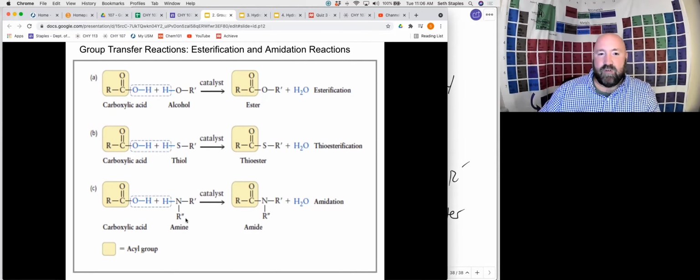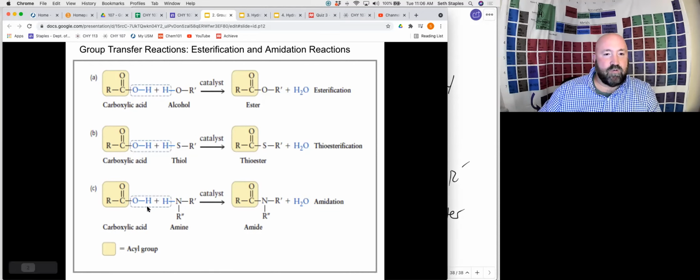An amine, however, would have to be either a primary or secondary. This would not happen with tertiary amines, and we'll see why that is later. But the bottom line is tertiary amines, remember, would not have this extra hydrogen. This hydrogen has to be used in the process. Other than that, the process is the same.